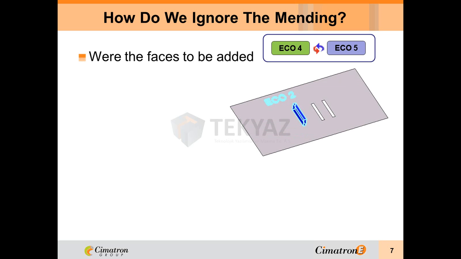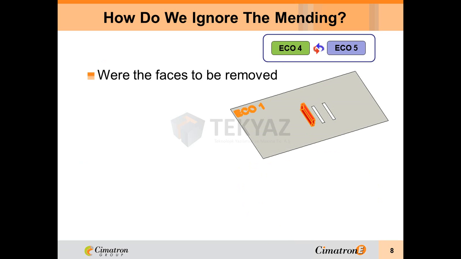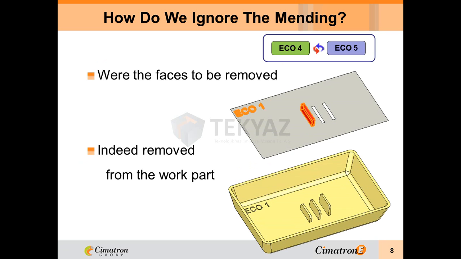Let's start with the blue faces. Were the faces to be added indeed added to the work part? Again, we only look at what we call ECO4 to ECO5. So the answer is, of course, no. We don't have these faces over here, so they were not added, and that's why they appear. This is perfectly okay. Then we asked, were the faces to be removed indeed removed from the work part? And it would seem that the answer is no, because the rib is still there, right?